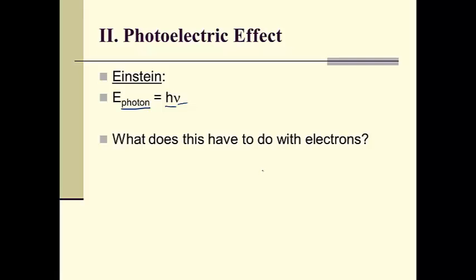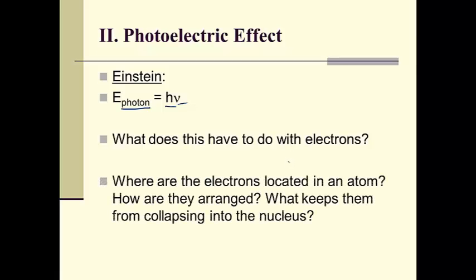So what does all this have to do with electrons, since that's what we're looking at in this chapter? Well, so far in the previous chapter we looked at the structure of atoms. We know where the nucleus is located, but we never figured out where the electrons are and how they are actually arranged. How come the electrons don't collapse into the nucleus, because the nucleus is positive and the electrons are negative?